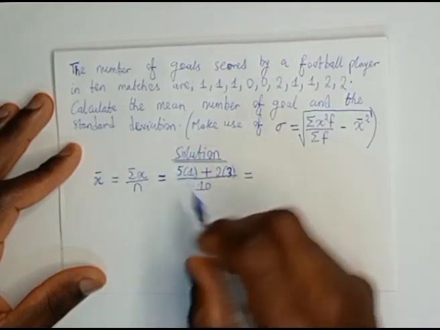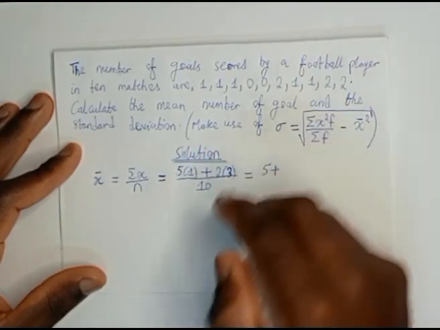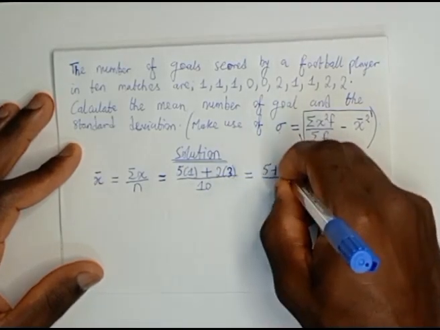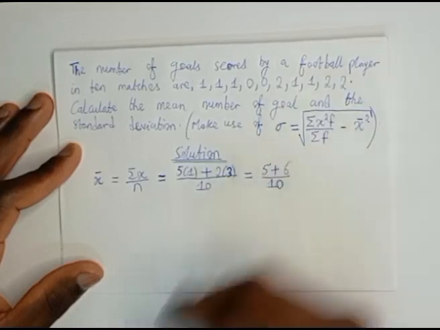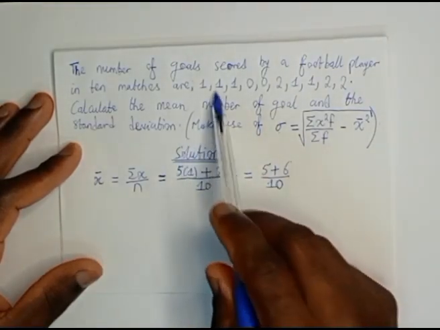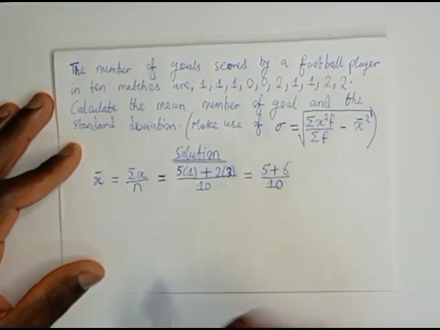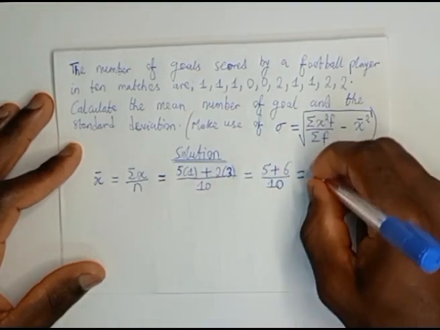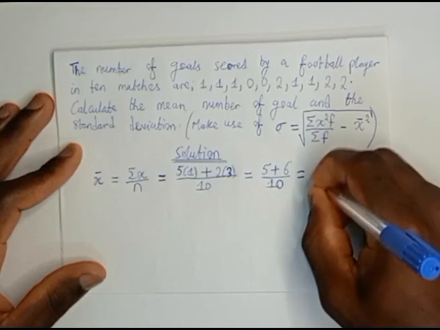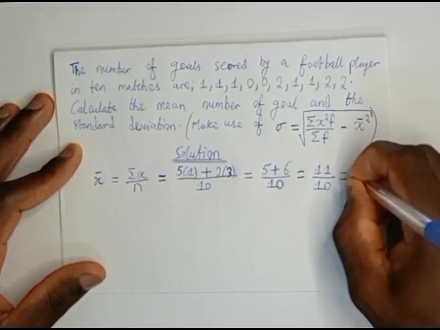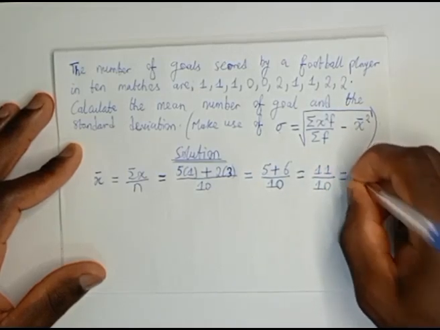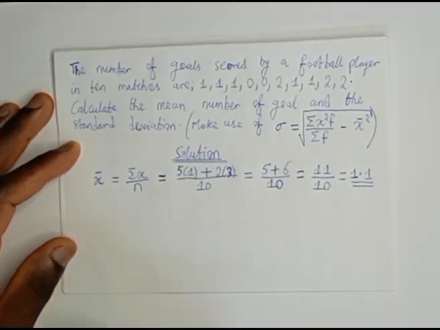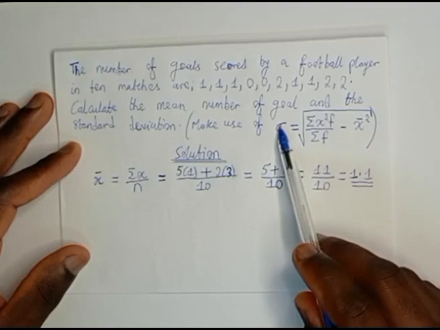This will be equal to 5 times 1 gives 5, plus 2 times 3, which gives us 6. We have to divide this by 10. Or you can still decide to add the numbers individually right down to the last number. This will be equal to 5 plus 6 gives us 11. We divide 11 by 10, and this will be equal to 1.1 goals. So this is the mean. Next step, we are to calculate the standard deviation.